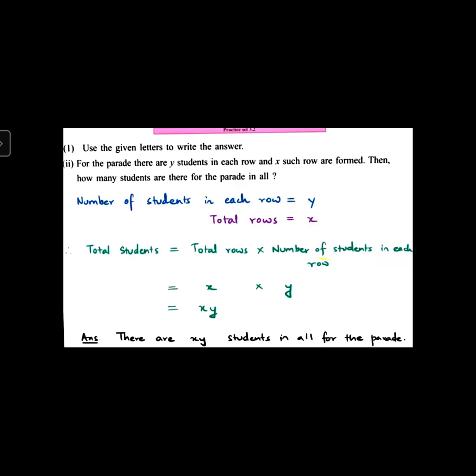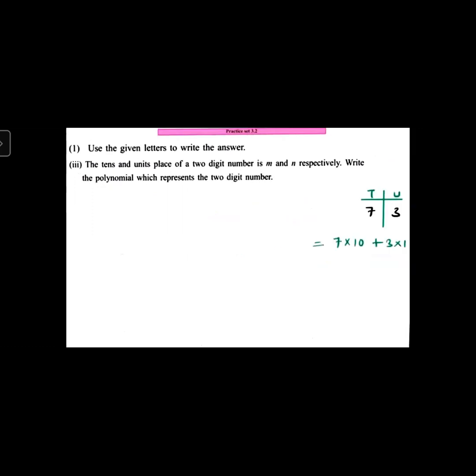Next question. The tens and units place of a 2-digit number is M and N. Tens is M and units is N. Write the polynomial which represents the two-digit number. You just have to write the polynomial which is showing and representing the two-digit number. This kind of representation will come in your 10th standard, and this question you have to keep it in your mind.